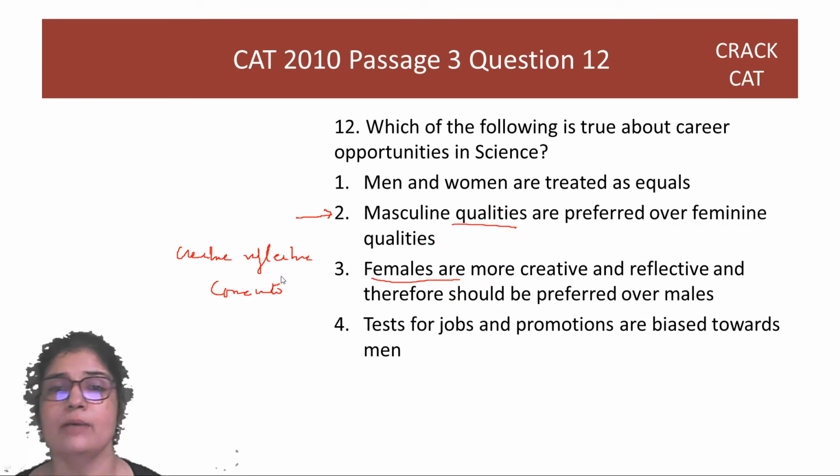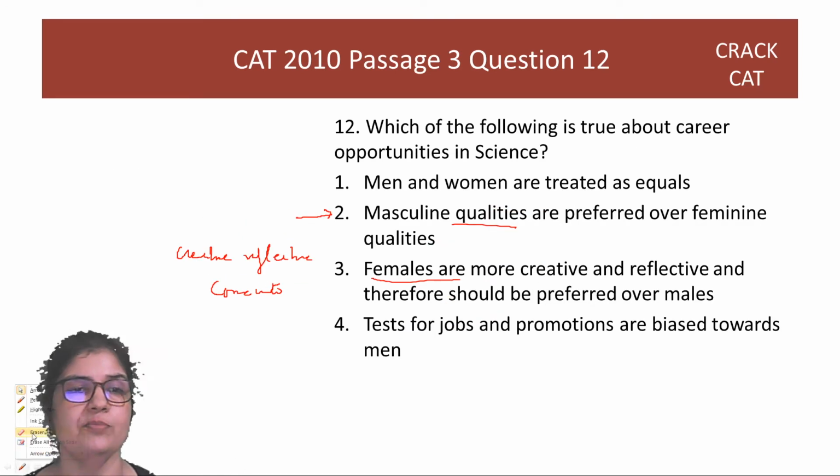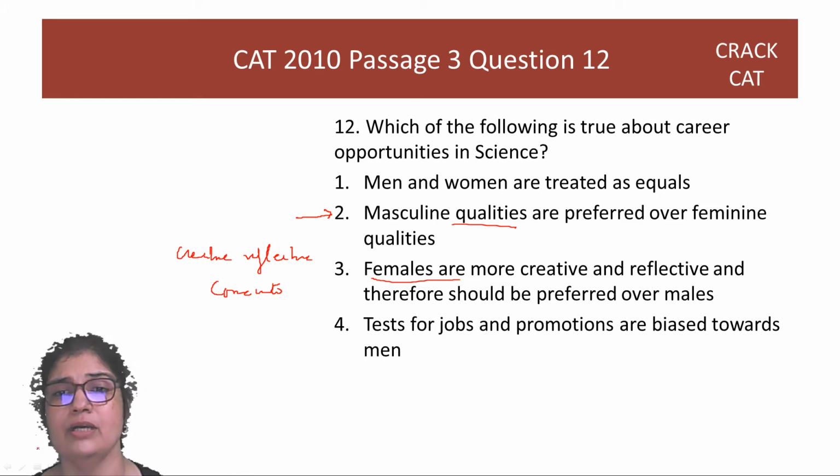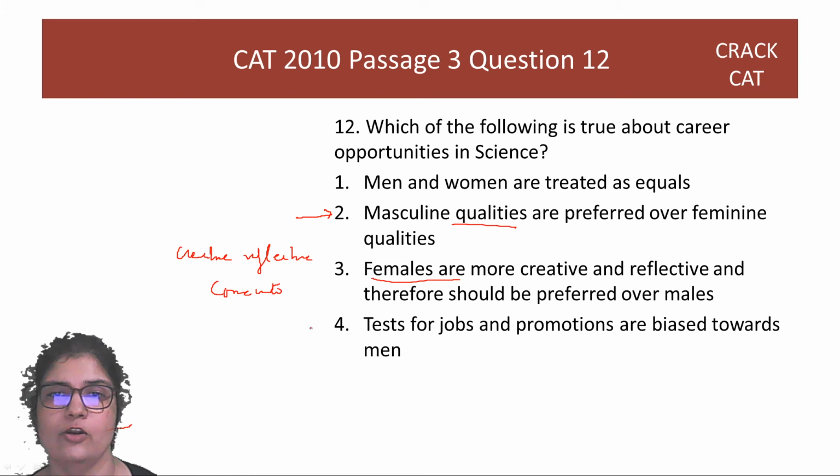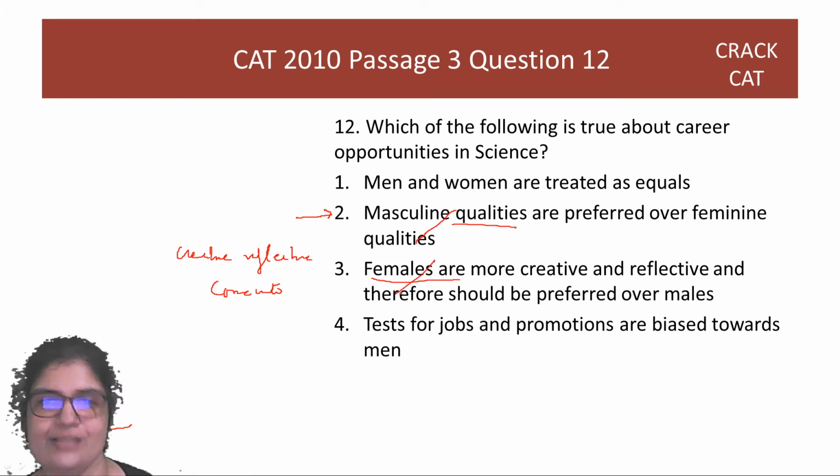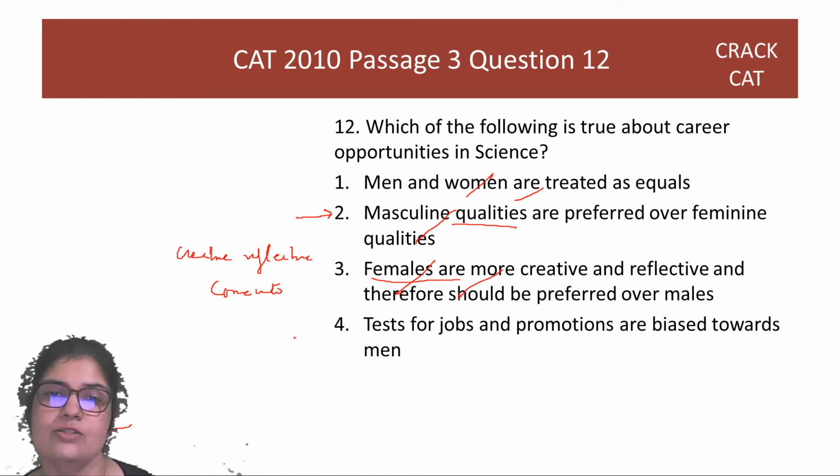So both 2 and 3 are out, because it's talking about qualities that should be preferred being female, not male. So that is wrong. And qualities are preferred, not females. So that is also wrong. They are not treated as equals. That is wrong anyway. So the answer is option 4.